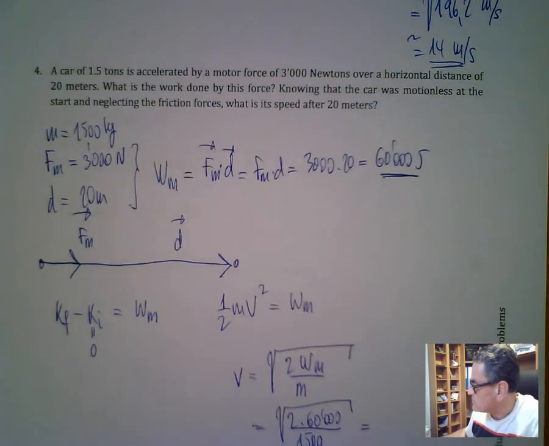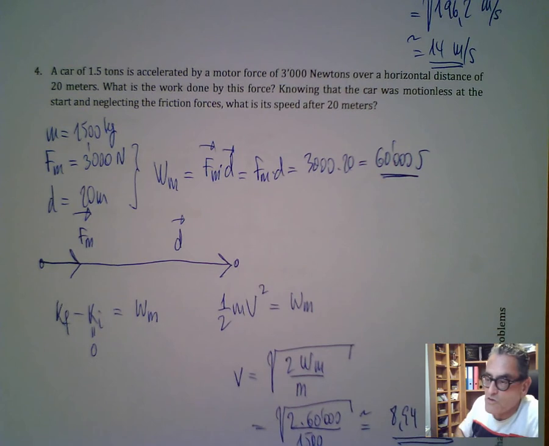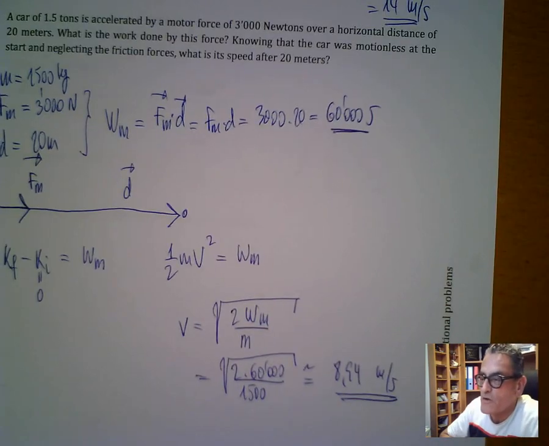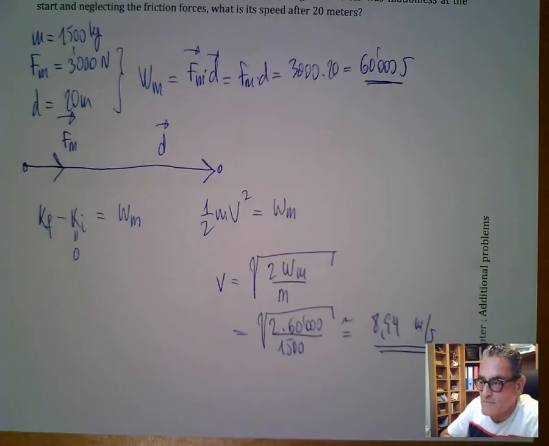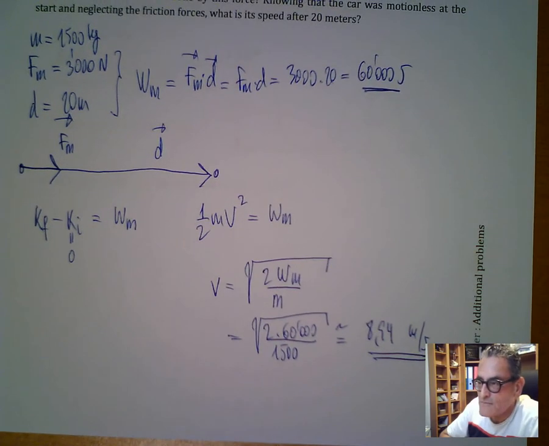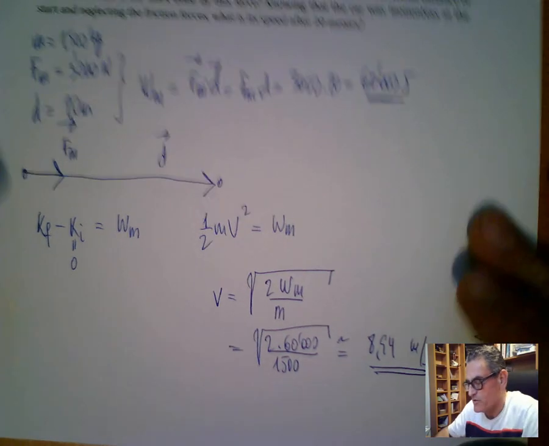This is 120,000 divided by 1,500. This gives us 80, and the square root of 80 is 8.94 approximately meters per second, which sounds acceptable to me. Okay. Sorry, it's a bit similar to the previous exercise, but okay.